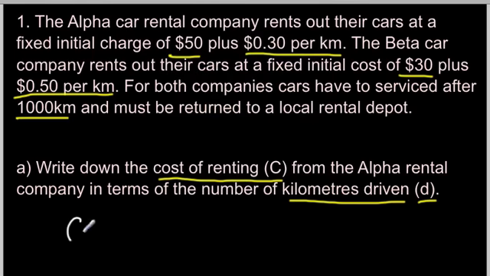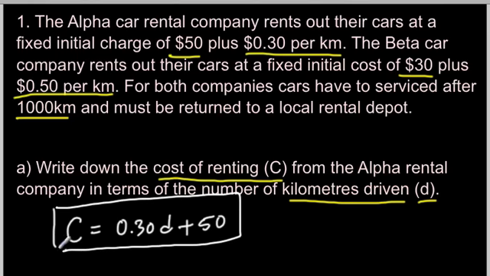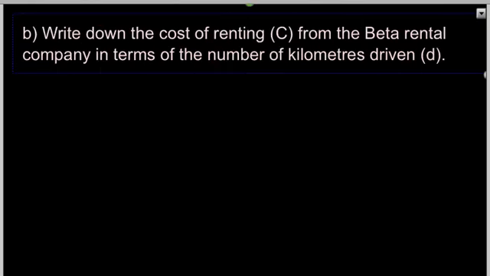So let me just switch colors here. For the Alpha Car Rental Company, we basically charge 50 plus 30 cents per kilometer. So here's our rate, and here's our fixed cost. So really C is 30 cents per kilometer driven. Remember, D stands for the number of kilometers driven, plus $50 for the initial cost of renting the car. And this is it. This is all that we need, because it just said write down C in terms of D, and that's it.